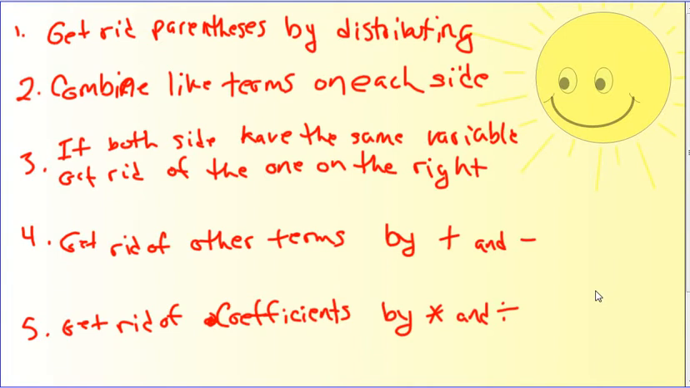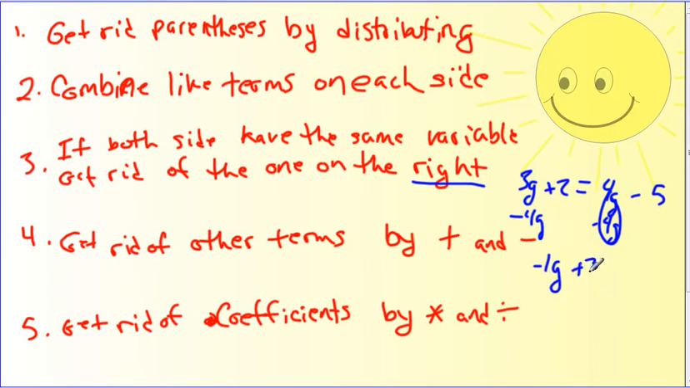Now, you might be asking, well, why do we get rid of the one on the right? Honestly, it's a personal preference. I like to get rid of the one on the right. You can always get rid of the one on the left. The point is you want to have one variable. You don't want to have a variable like a 3g on this side of the equal sign and a 4g minus 5 on this side. Okay, so when you get rid of the one on the right, you just minus 4g, minus 4g. These cancel. You get a negative 1g plus 2 equals negative 5. Most people like to have their variable on this side of the equal sign. That's why we get rid of the one on the right.